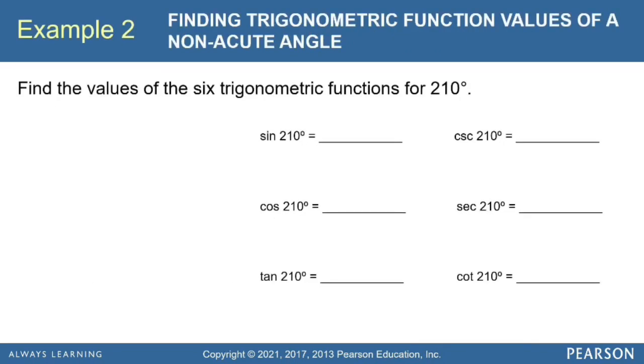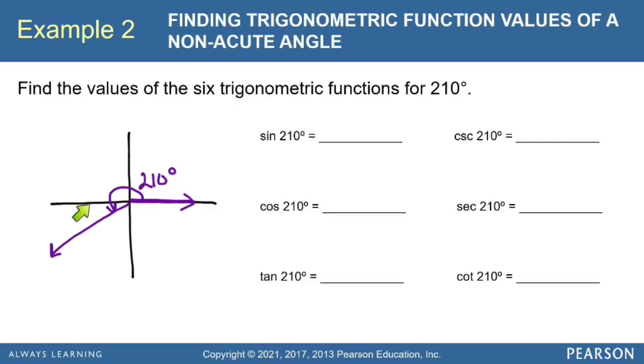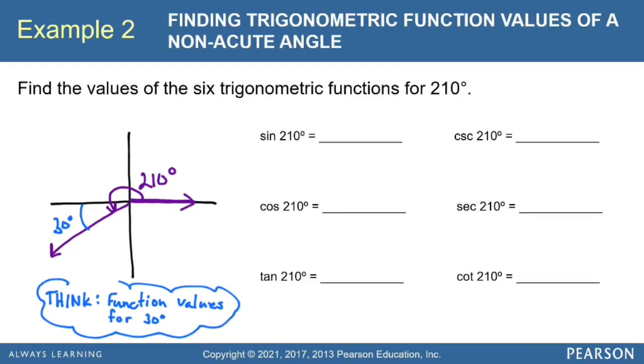So let's practice with this idea a little bit. Here in example 2, it says find the values of the 6 trigonometric functions for 210 degrees. So of course we want to draw ourselves a 210 degree angle, and we know that's a quadrant 3 angle. And then we want to find the reference angle. That's going to be the little slice between the terminal side and the horizontal axis. Of course, we've gone 30 degrees past the 180 degree mark right here, and so our reference angle is 30 degrees. So in order to come up with the function values for 210 degrees, we're just going to think about our function values that we know for 30 degrees, because 30 degrees is the reference angle.